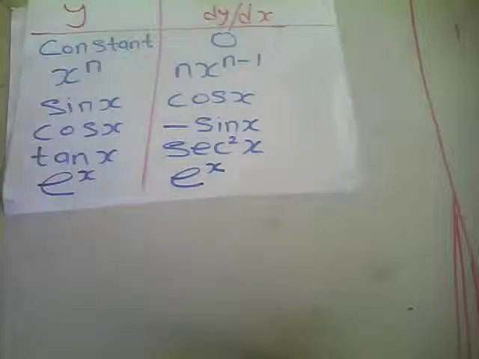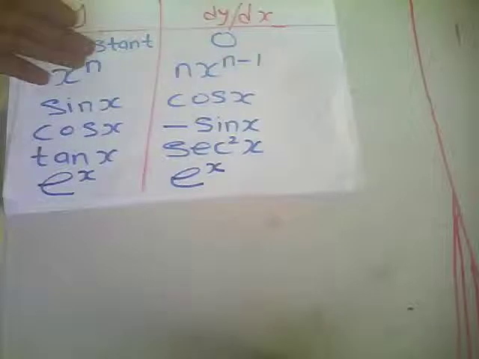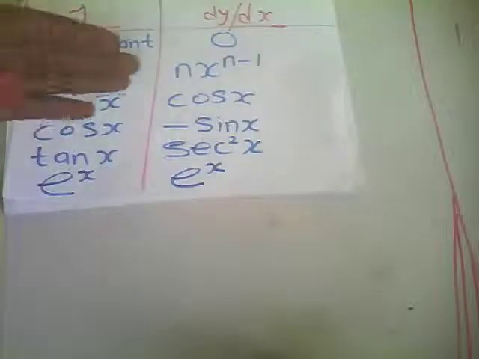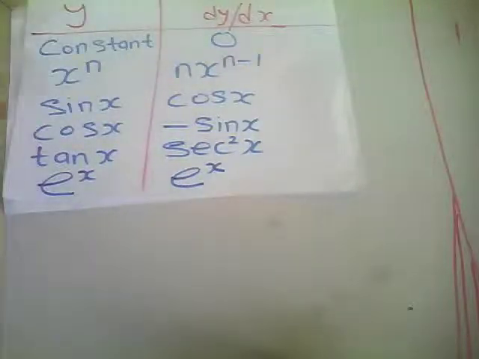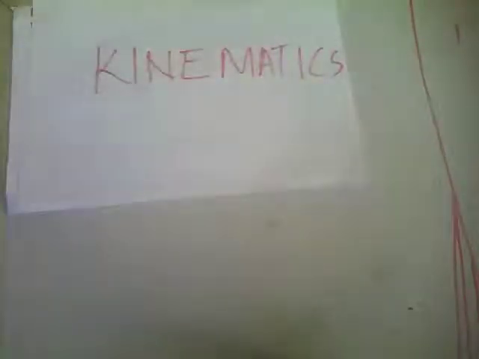This is a basic summary of the derivatives of five functions here. Constants have a derivative of 0. The derivative of x to the power n is n x to the power n minus 1. The derivative of sine x is cos x, the derivative of cos x is minus sine x, that of tan x is sec square x, and the derivative of exponential x is exponential x.